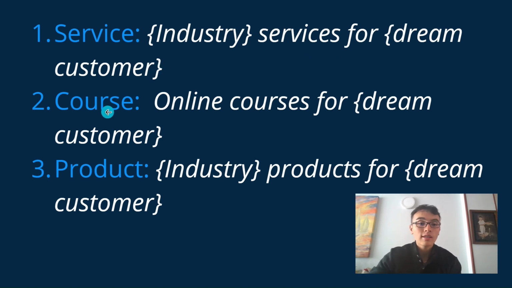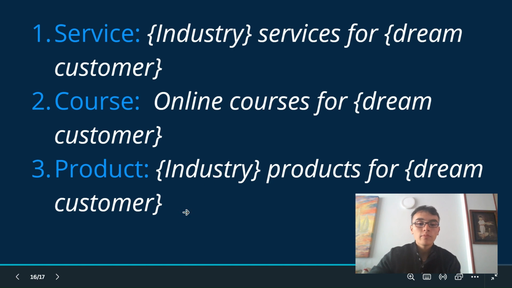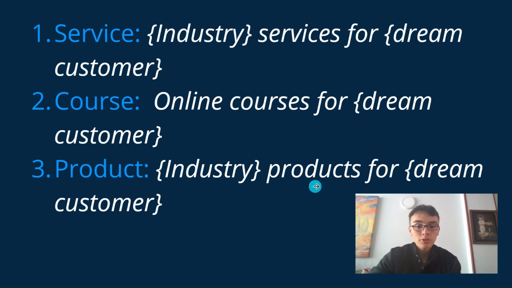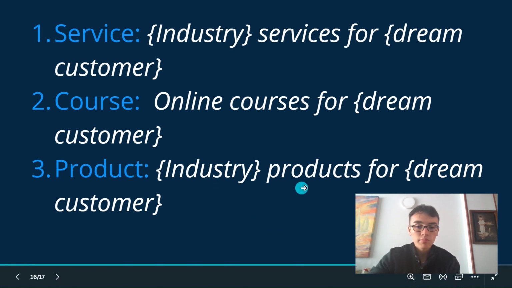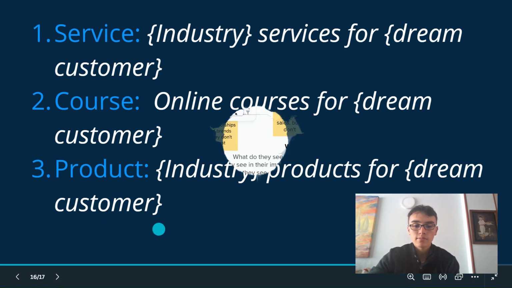Second, if you are selling a course, you are going to write online courses for wing customer. For example, online courses for housewives, online courses for working professionals, and so on. Number three, product. So you're going to write industry products for the end customer. For example, at home equipment products for athletes or pet products for cat lovers.